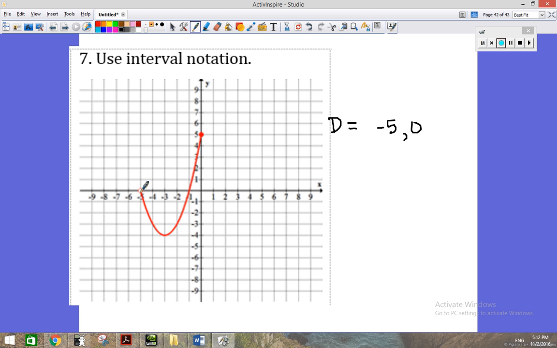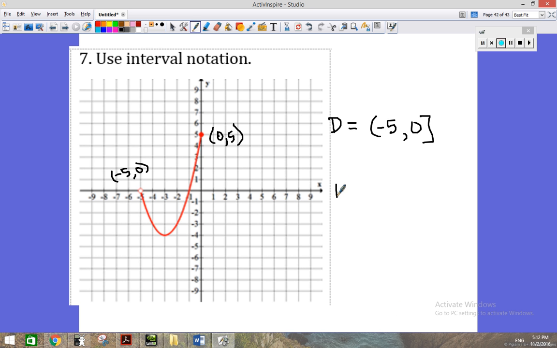Now, since this is a hollow point, -5 is not included in my domain. The point -5, 0 is not a point that's shaded, so it's not on the graph. So -5 is not in the domain. Now, 0, 5, the coordinates of the points are parentheses. That 0, 5 is a point on the graph. 0 is in the domain, so I need a bracket.